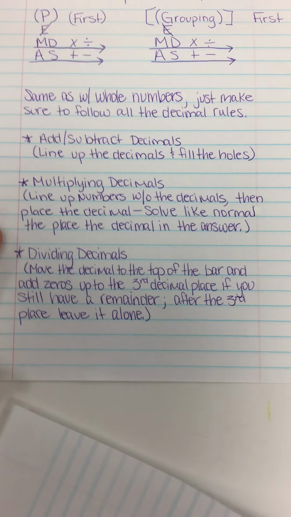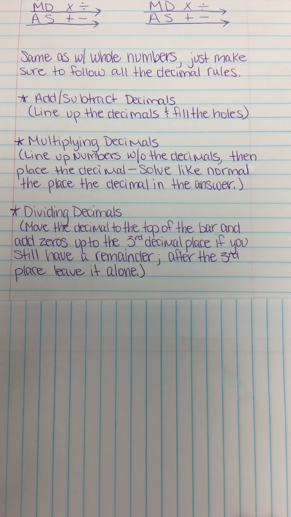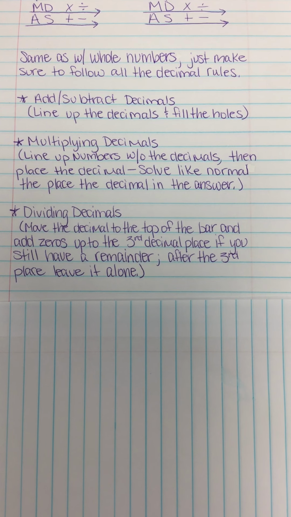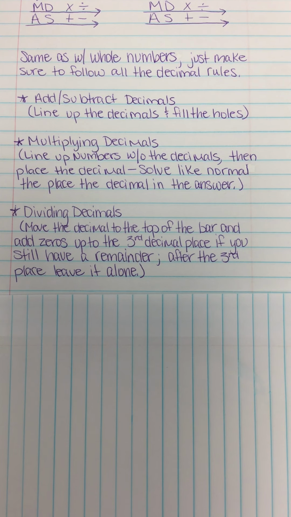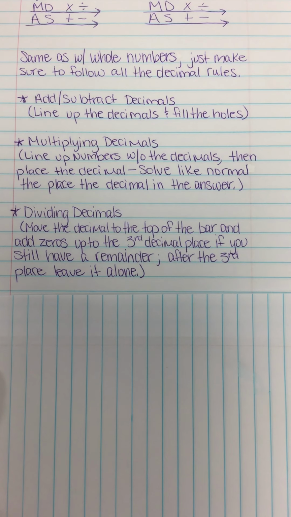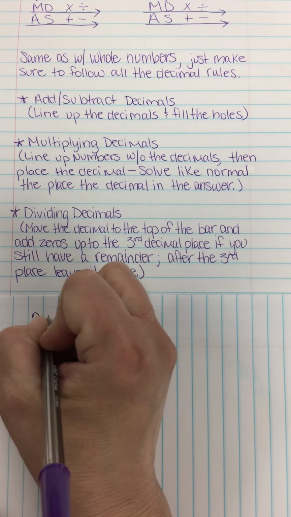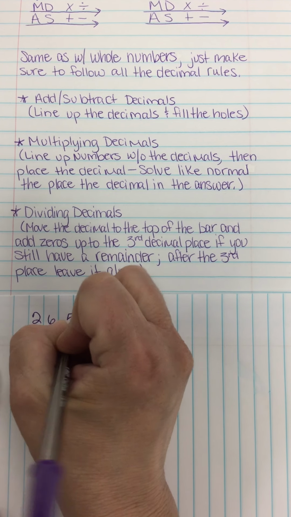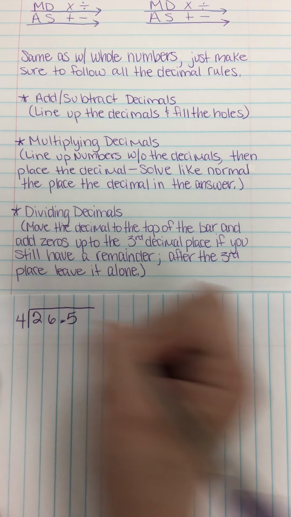And then last, we have dividing decimals. We move the decimal to the top of the bar, add a 0 up to the 3rd decimal place if you still have a remainder. After the 3rd decimal place, we leave it alone. So let's look at an example. What if I have 26 and 5/10, and I'm going to divide it by 4?